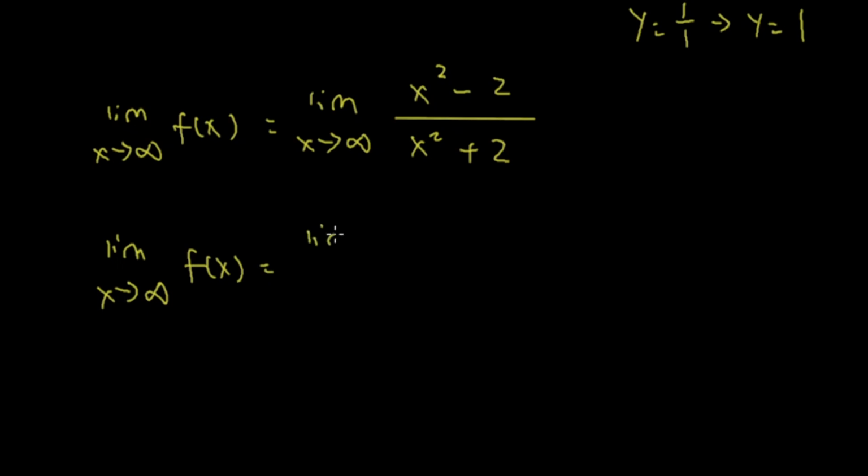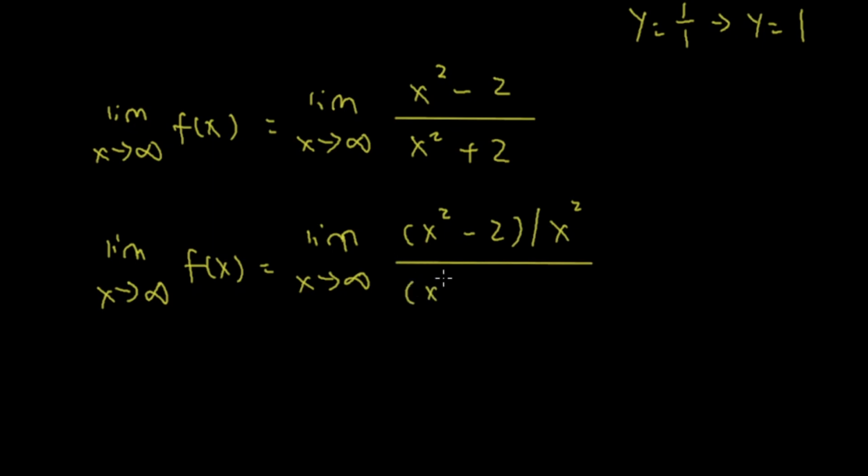Now, limit as x approaches positive infinity, (x squared minus 2) divided by x squared, divided by (x squared plus 2) divided by x squared. By doing this, I have not changed this fraction at all, because this is the same as multiplying by x squared over x squared, which is 1. A number multiplied by 1 is the same number.